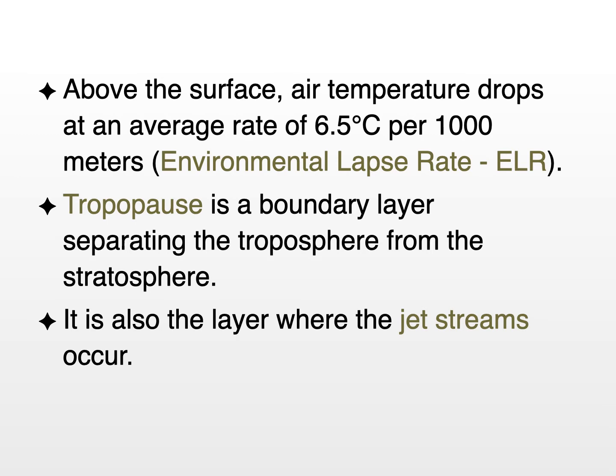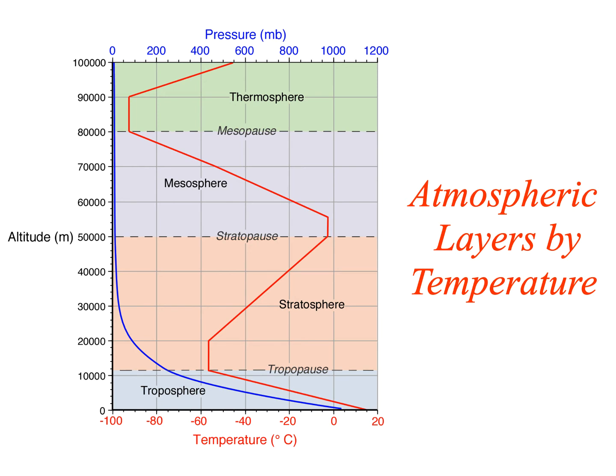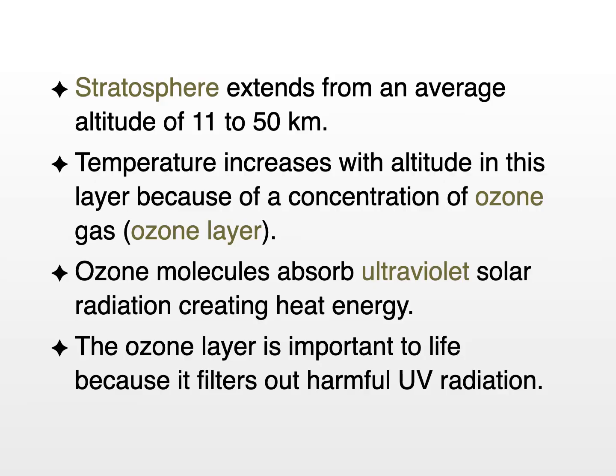The tropopause is the boundary layer separating the troposphere from the stratosphere. It's also the layer where the center of the jet streams exist, and we'll talk more about the jet streams later on in the course. So far we've talked about the bottom layer, the troposphere, and the transition layer, the tropopause. Above the tropopause is the stratosphere.